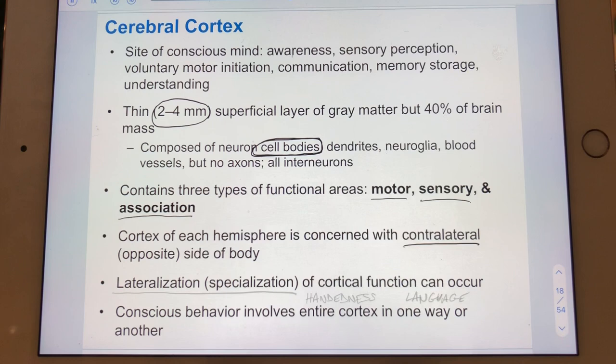Unfortunately, I'm sorry about this word. Humans do feature some lateralization. God, I hate it. Oh, English. In other words, our two hemispheres are not absolutely identical. They're darn close.